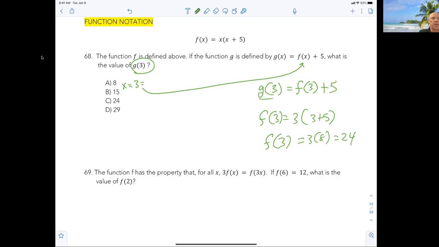So G of 3 is whatever F of 3 is. What's F of 3? 24. What's 24 plus 5? There you have it, guys. 29. Now listen to me. I understand if you don't know what I just said.